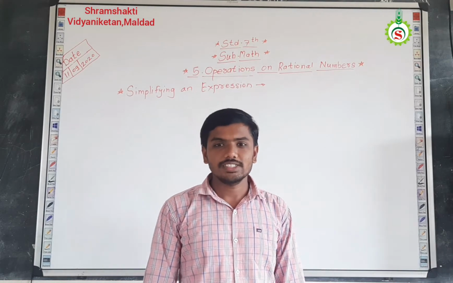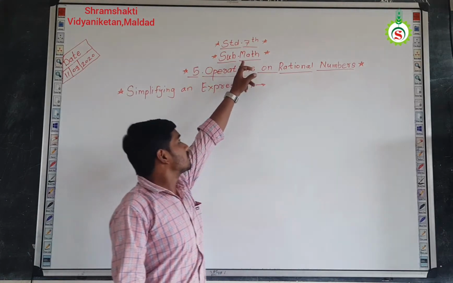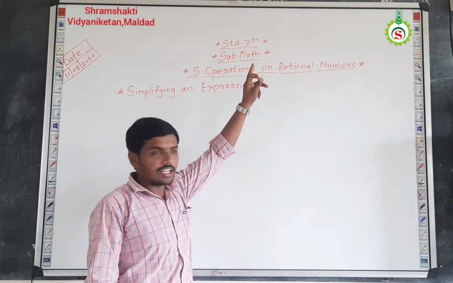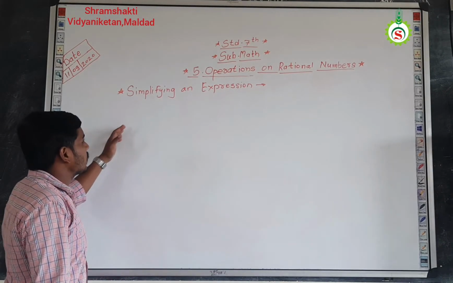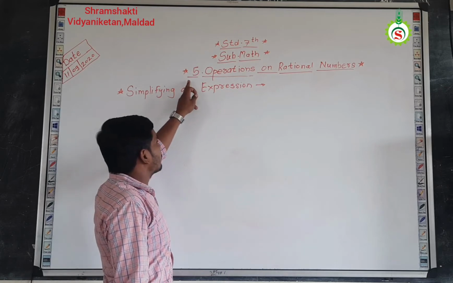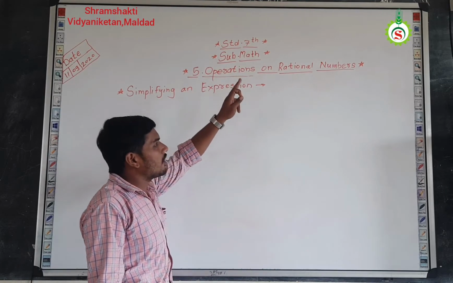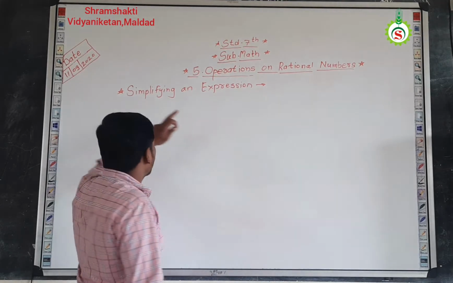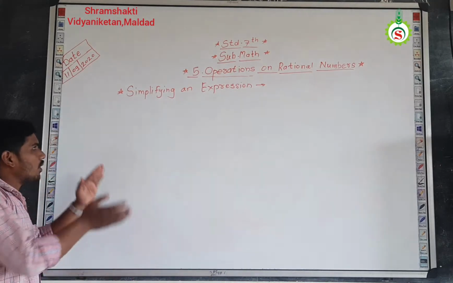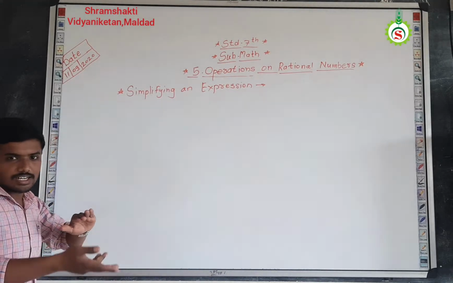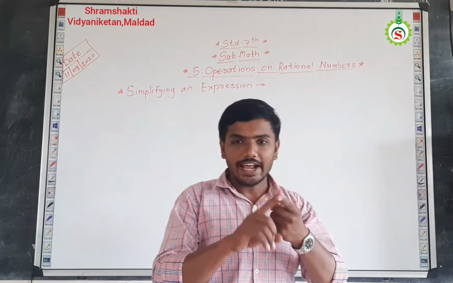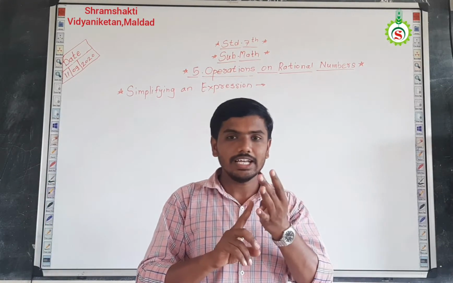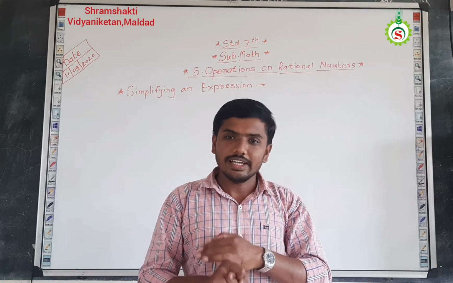Okay, friends, we are learning the math subject for the 7th standard. In our math subject we have learned from chapter number 5, operations on rational numbers. We have seen some topics from this chapter. Basically we have seen 4 operations on rational numbers: addition, subtraction, multiplication and division of the rational numbers.